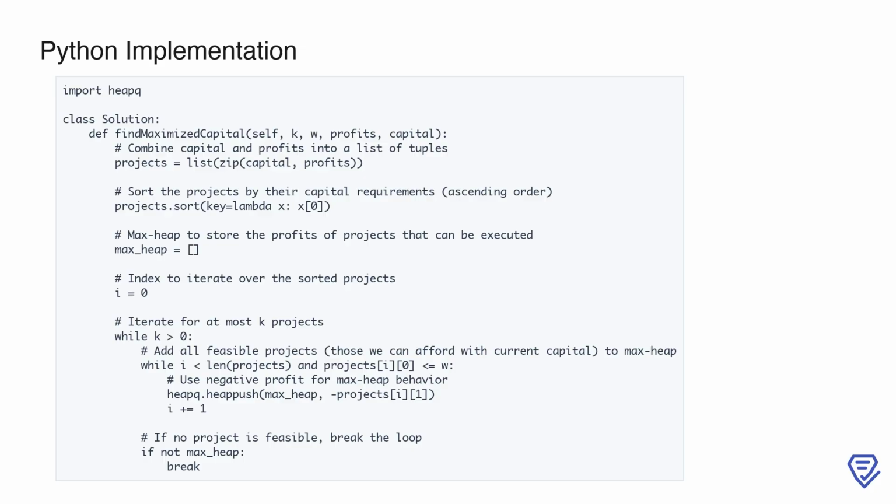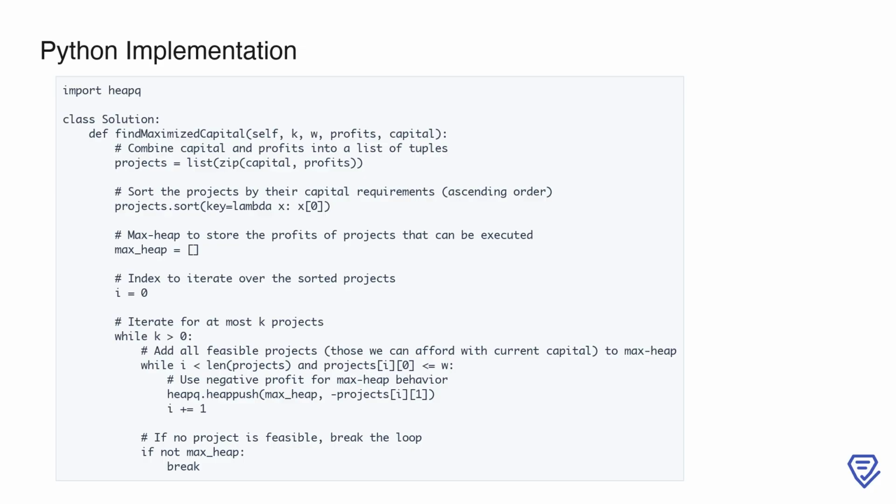Now we enter a while loop that runs as long as we can still choose projects, indicated by k. Inside this loop, we first identify all projects that are feasible with our current capital, W. For each such project, we add its profit, as a negative value, to the max heap and increment the index i to move to the next project.